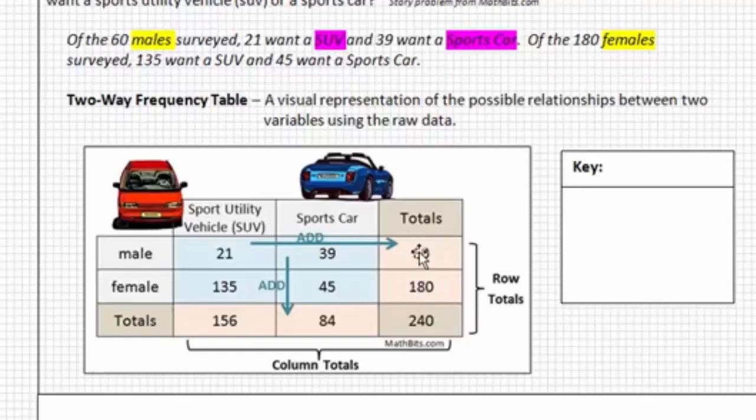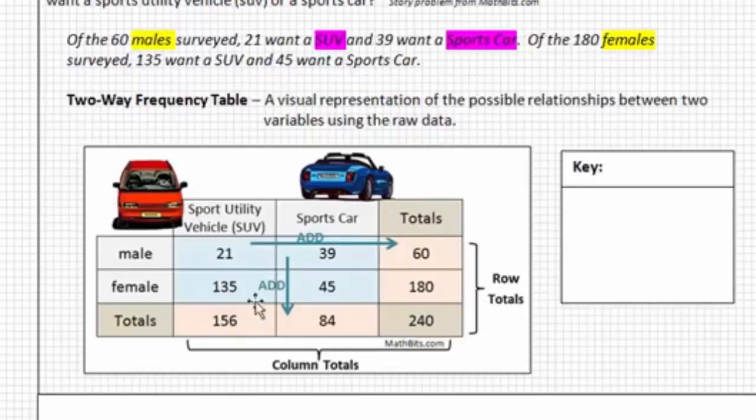two categories, this first variable of gender. So the total number of people in the two different types of gender should add up to 240, and the totals from this variable, the type of car, should also add up to 240. If not, you need to go back and look at your data.